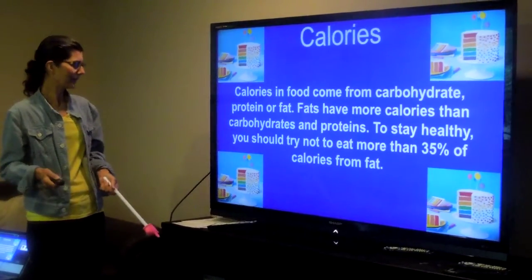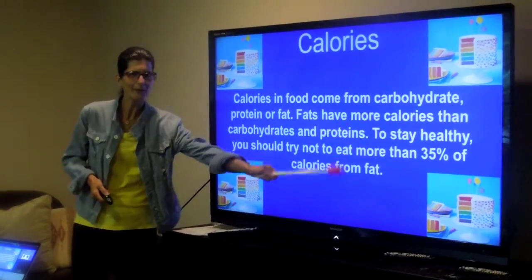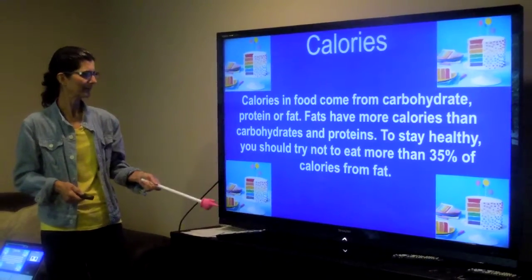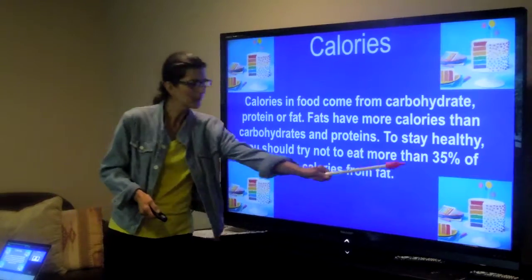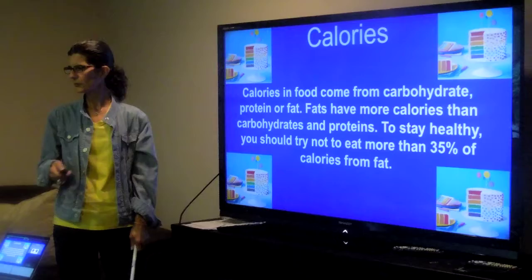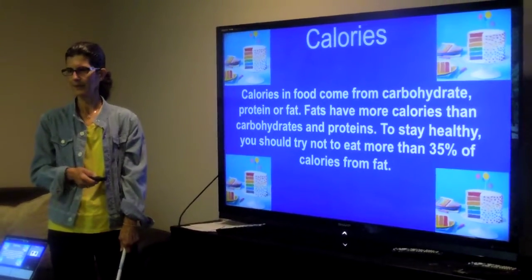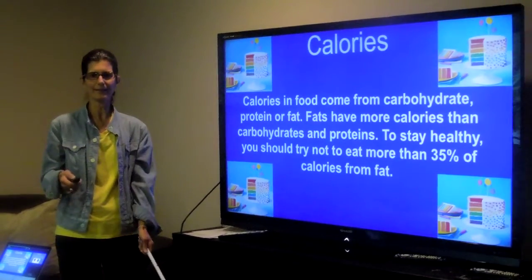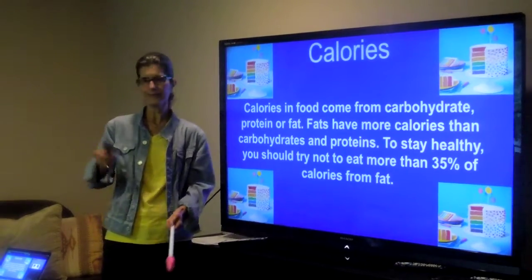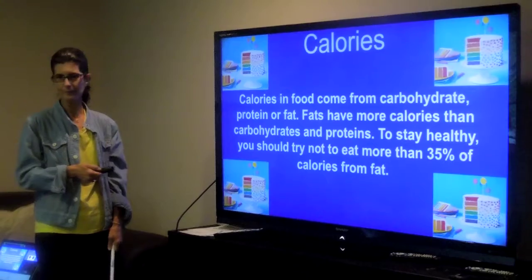So to stay healthy, you should try not to eat more than 35%. Think of that as your magic number: 35% of calories from fat. So we should try to always be lower than that 35% of calories from fat. Later on, we're going to talk about how we can calculate the calories from fat in the foods we eat. And all that information is contained in the product food label, and all products have that label on the back. Any questions? No?